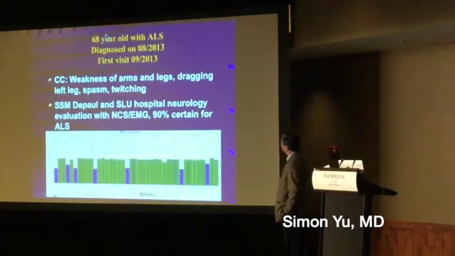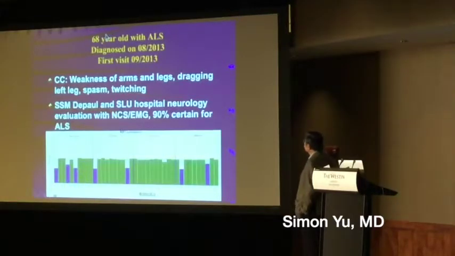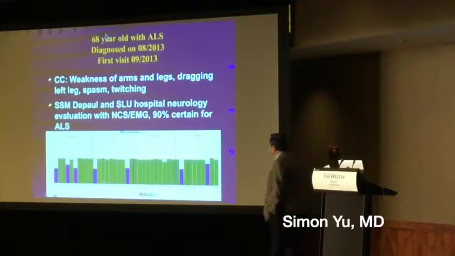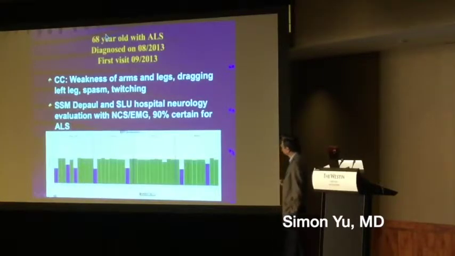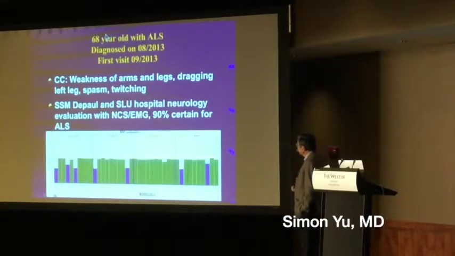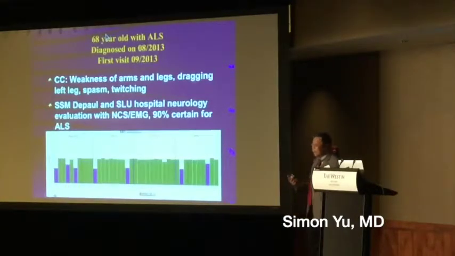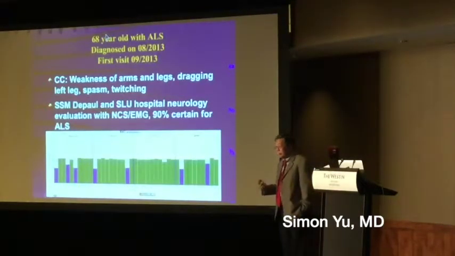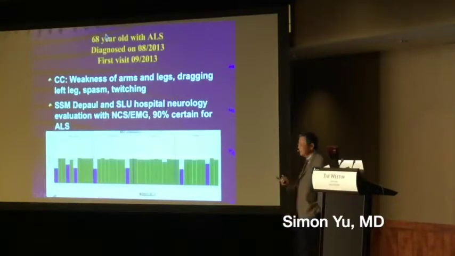Here's a 68-year-old white man with ALS diagnosed August 2013. Saw him in September 2013. Chief complaint, weakness of the arms and legs, dragging his left leg, spasm, twitching. So two major institutions, by the neurologists, they are 90% sure he's got ALS. They will be 100% sure when he will be in the wheelchair. He didn't like that, and he came to see me.